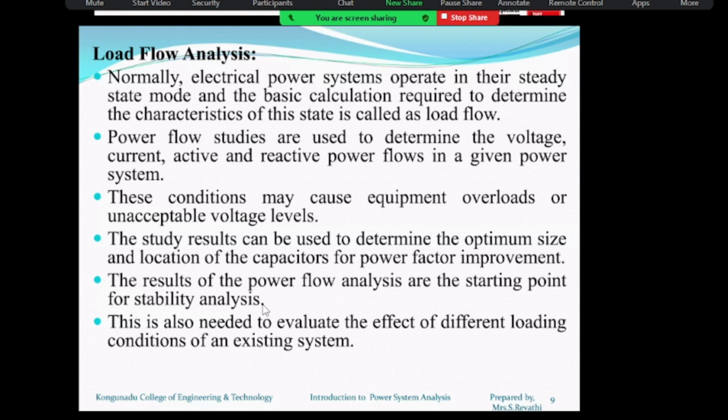This is also needed to evaluate the effect of different loading conditions on an existing system. We check the conditions of existing systems and evaluate them under different loads: if there is a resistive load, what will be the effect on the power system, and if there is a capacitive or inductive load, what will be the effect on the power system.